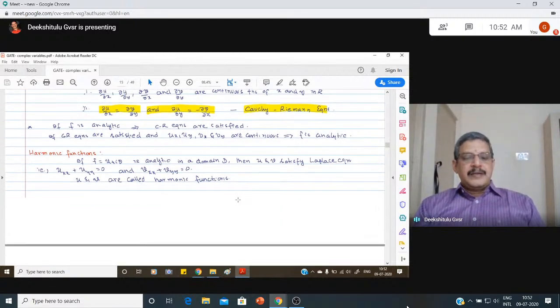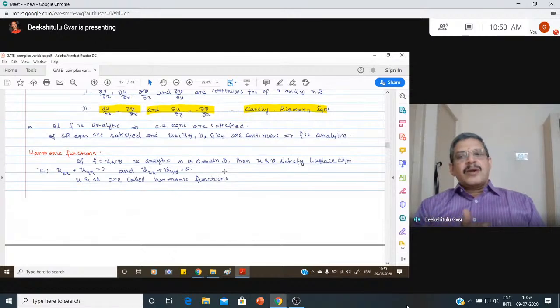And then one more important result of analytic behavior, harmonic functions. If F is equal to U plus iV is analytic in a domain D, then U and V satisfy the Laplace equation. So that is the Laplace equation. We know that ∂²u/∂x² plus ∂²u/∂y² is equal to 0, and ∂²v/∂x² plus ∂²v/∂y² is equal to 0. My dear friends, now we have to learn how to link one idea with other idea.